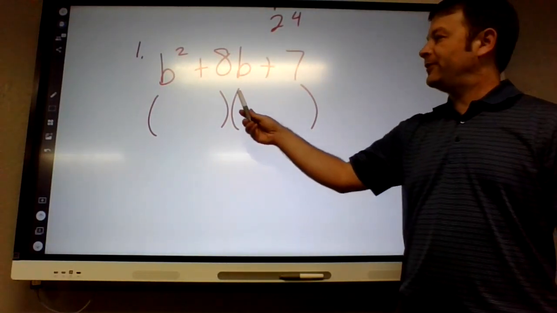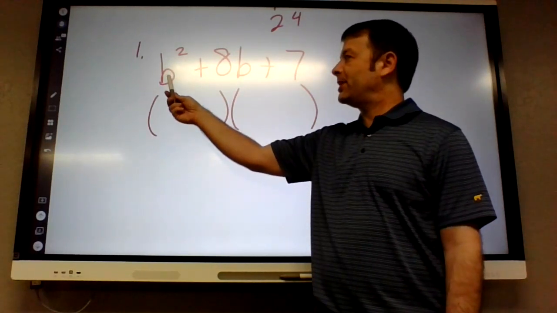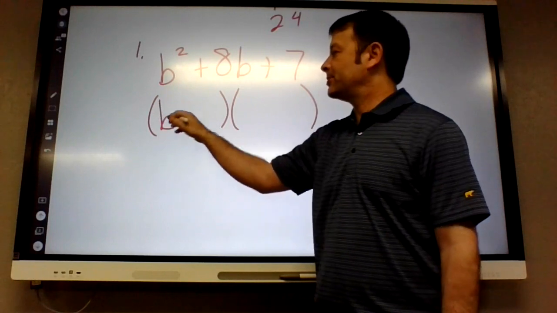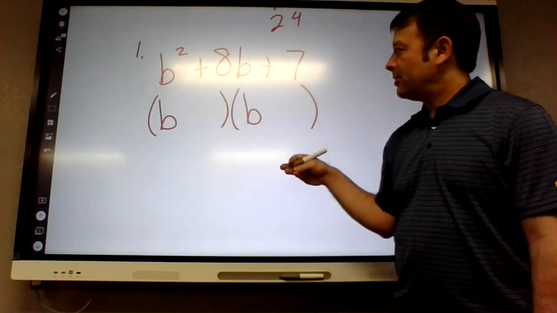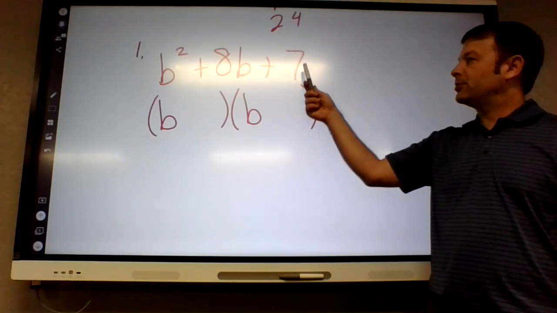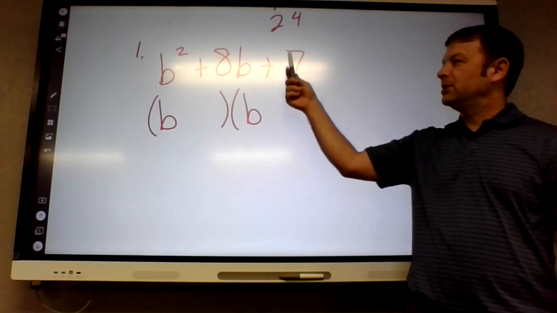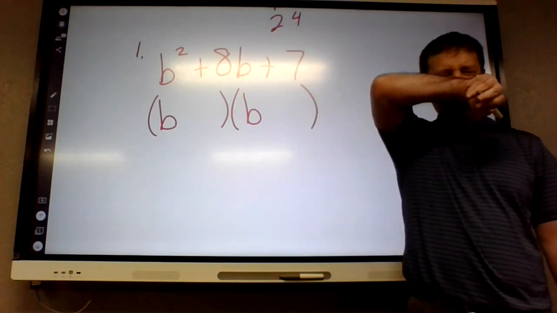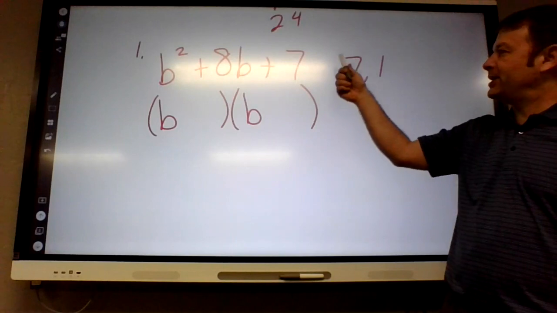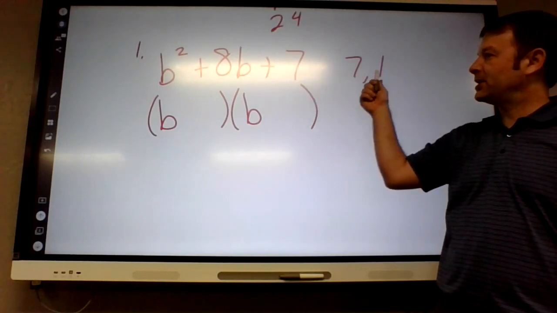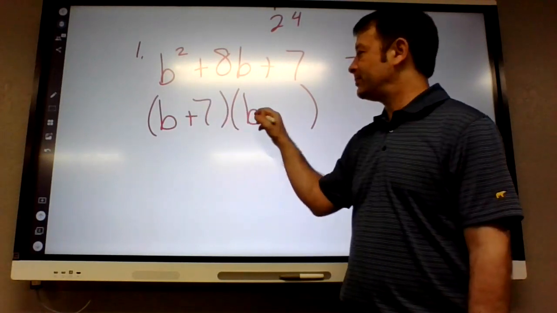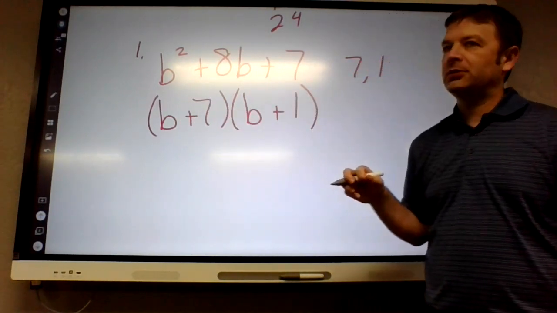On the front of the parentheses, it's what multiplies to get this first term. What times what equals that? B times B. So there's going to be B's on the front. On the back, this is where the trick comes. What multiplies into 7 that adds up to 8? 7 and 1. 7 and 1 multiply to 7, and they add up to 8. So in here we're going to put, since they're both positive, plus 7 plus 1.